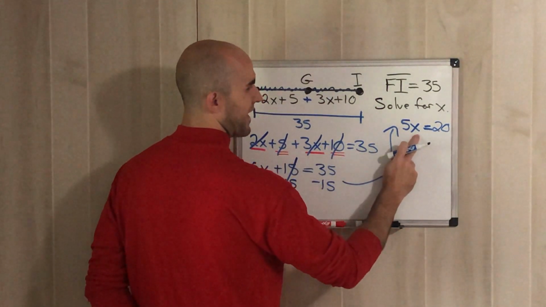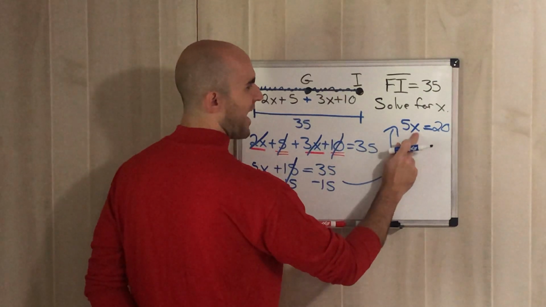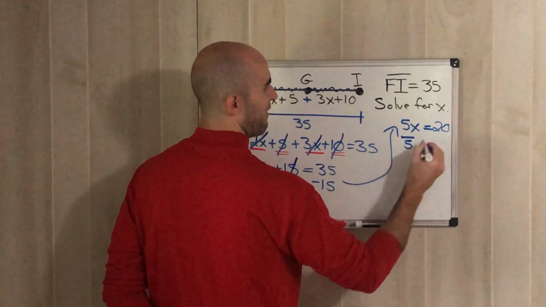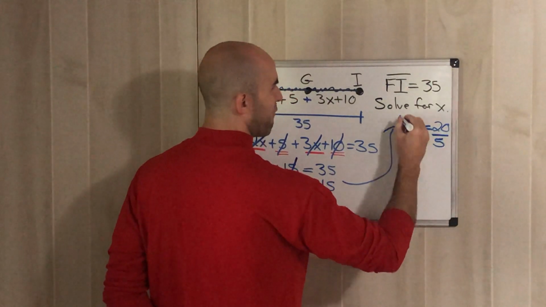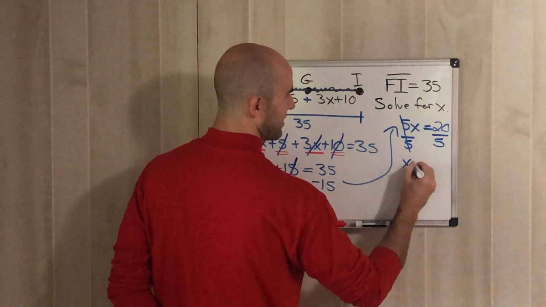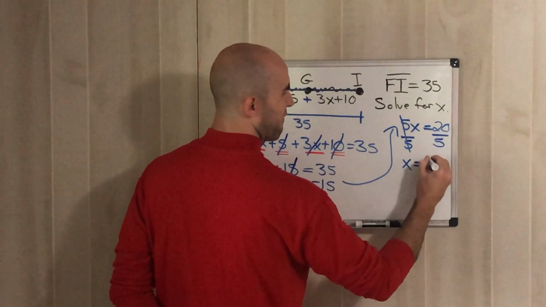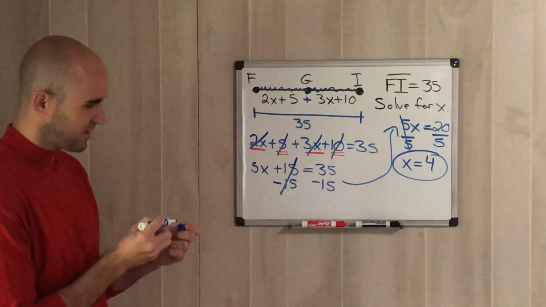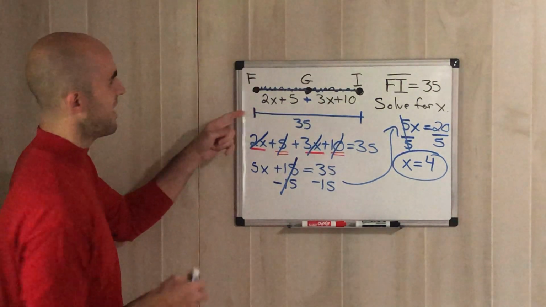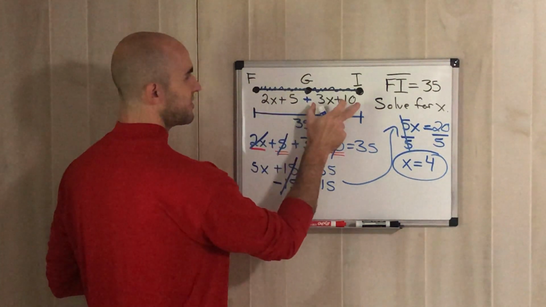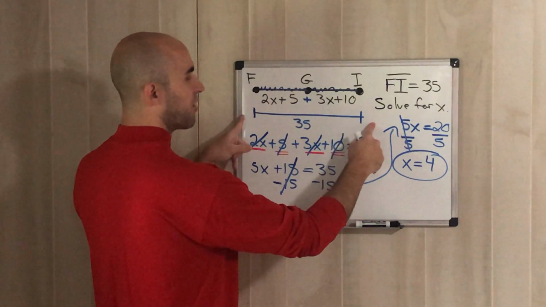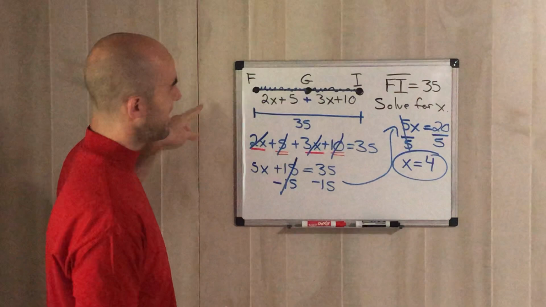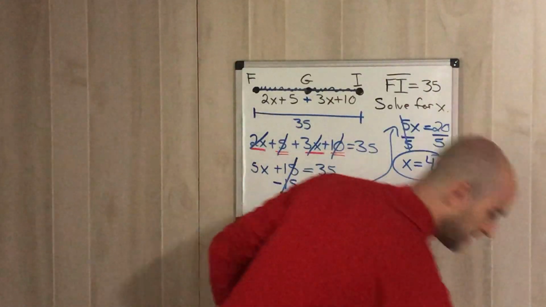And now to get x by itself, whenever you have a number next to x, it's multiplication. Opposite of multiplication is division. So if I divide this by 5, divide that by 5, x equals 20 divided by 5, which gives us 4. X is 4. So the hardest thing about this idea is just knowing that whenever they give you two parts, and then they tell you how long the whole thing is, you want to add those two parts up and set it equal to the whole thing, always.